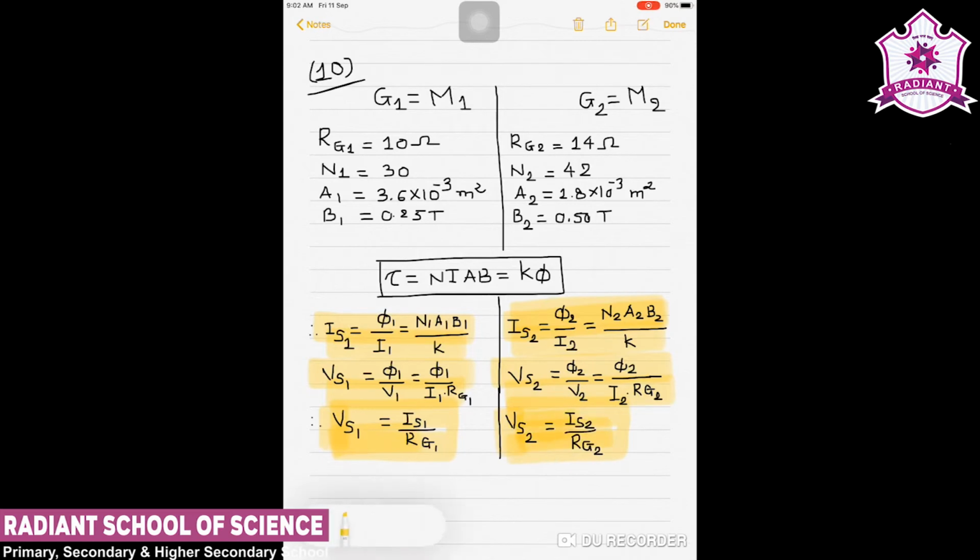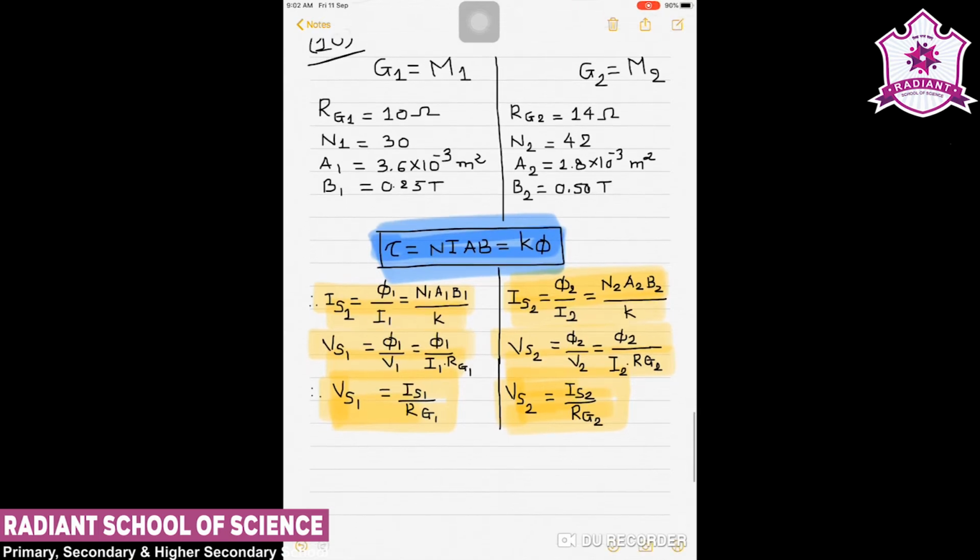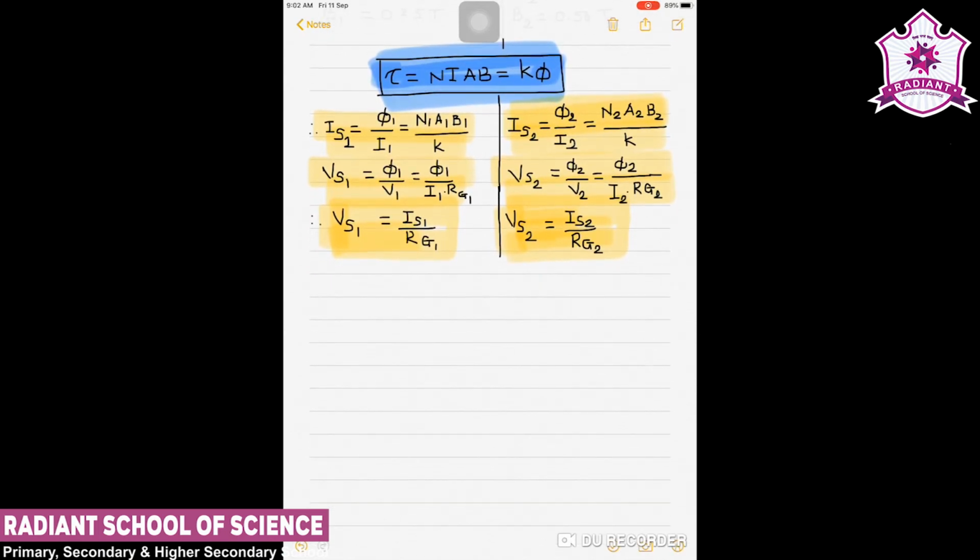Whenever we are asked to find out this current or voltage sensitivity, we have to remember the actual equation that we need to apply, and that is the equation of balancing torque acting in the galvanometer. So here we have tau equals NIAB equals K phi. We will apply this formula for both the galvanometers, and we can have the ratio of the asked value. First of all, the ratio of current sensitivity of galvanometer 2 to galvanometer 1.